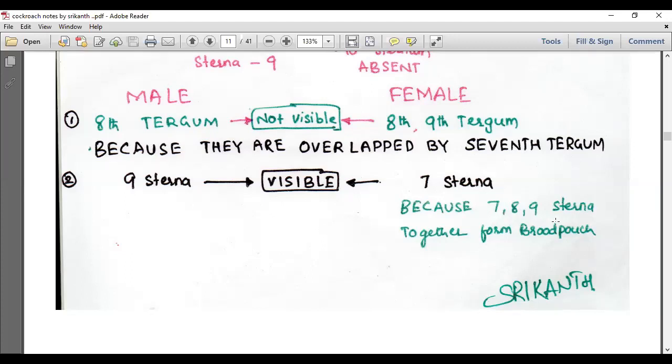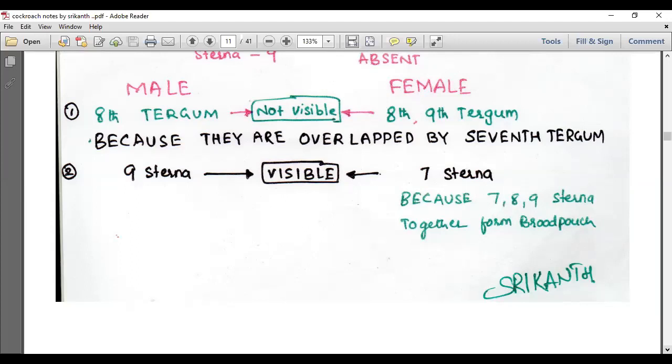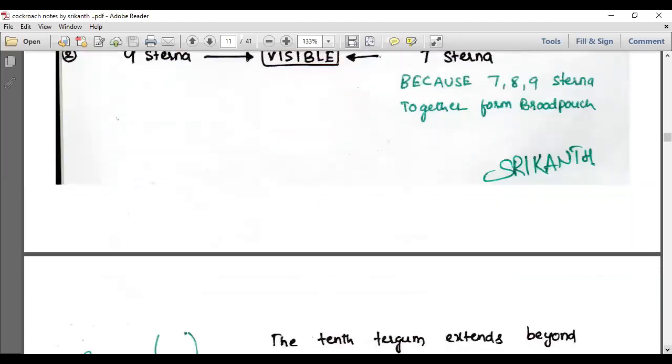So what is the second point here? The 9 sterna in male are visible, but in case of female only 7 sterna are visible because the 7th, 8th, and 9th sterna together form a brood pouch. That's why we can see only 7 sterna.